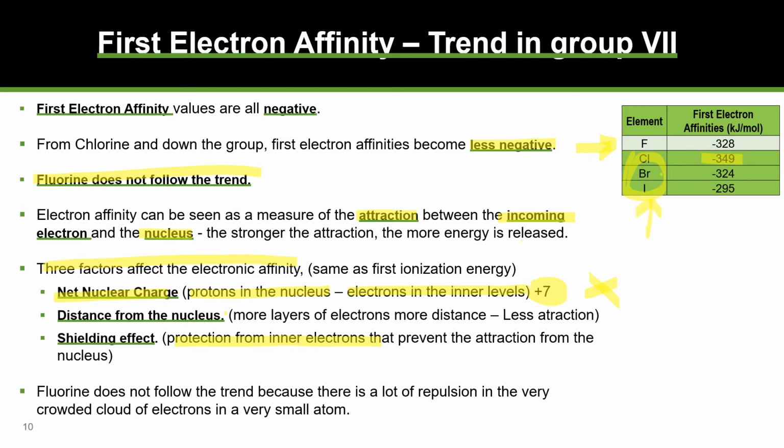You have more shielding effect than you have in chlorine because you have more layers of electrons. Now, in the case of fluorine, fluorine does not follow the trend because even though the nuclear charge is the same and the distance is very small, the cloud of electrons is so small because it is only the second layer of electrons. So it's already crowded with electrons, so it's very hard to put an extra electron there, and that's why the electron affinity of fluorine is a little bit smaller than the chlorine itself.